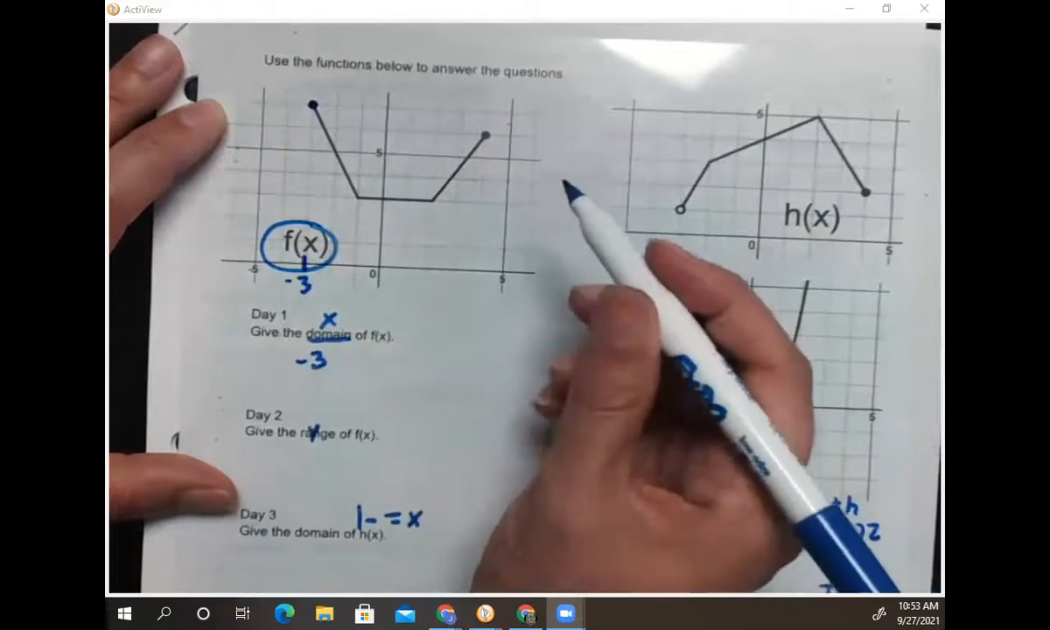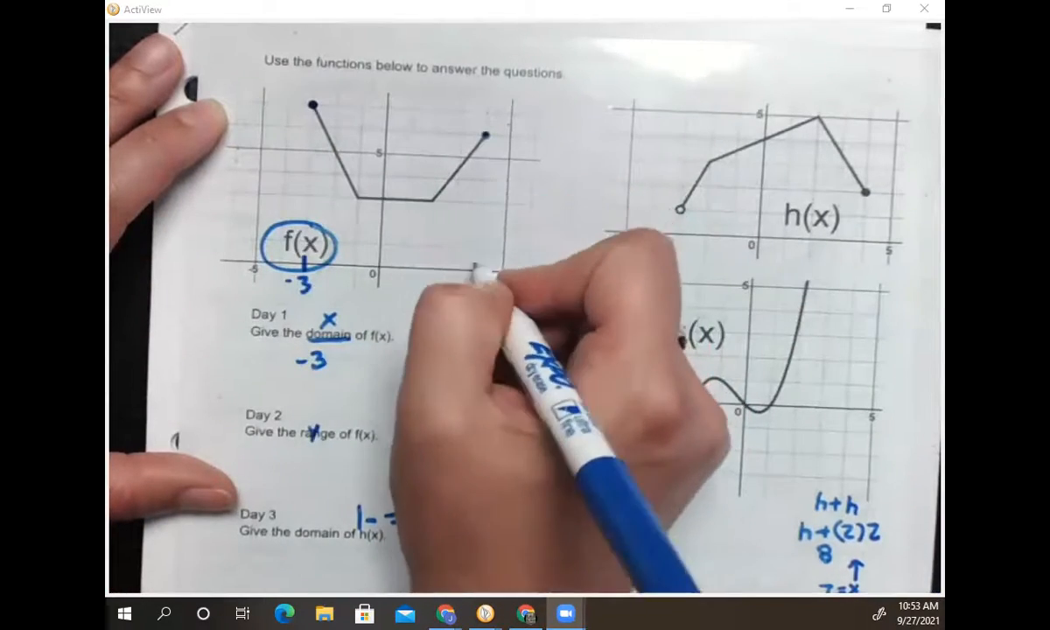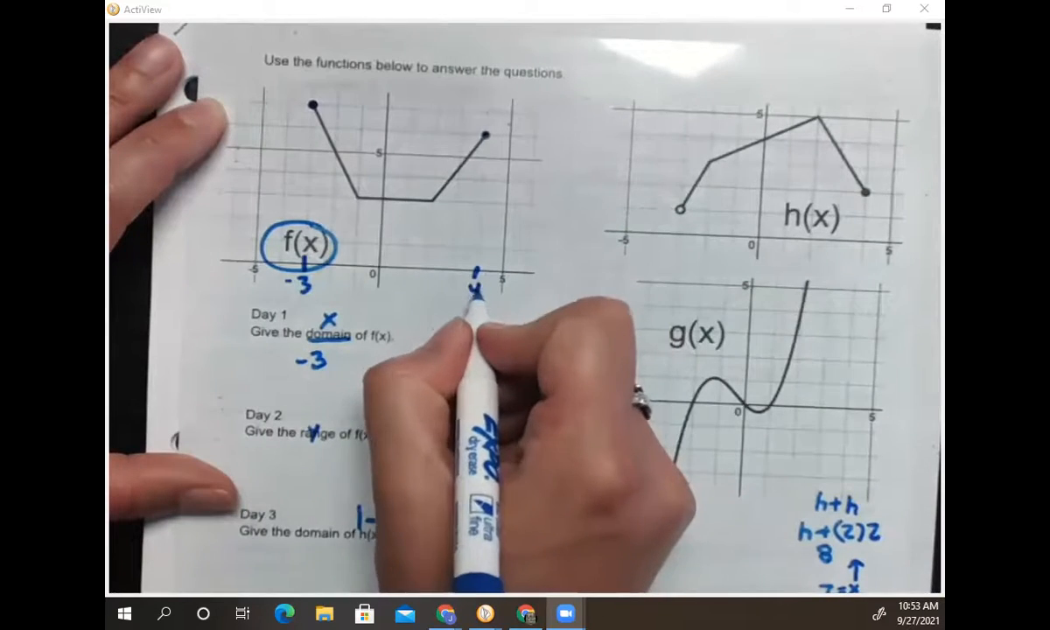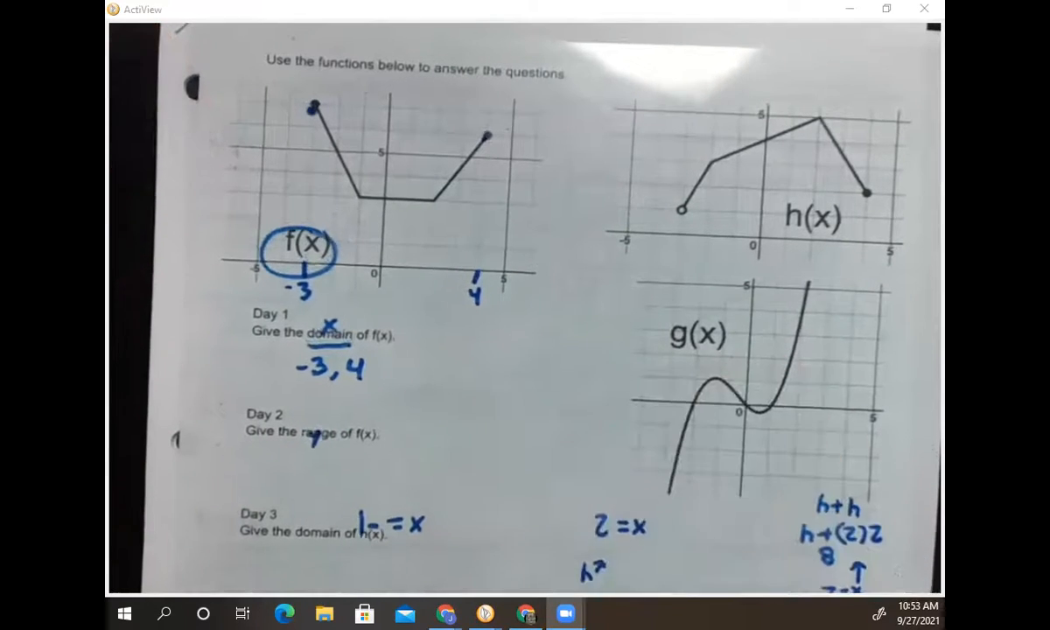My largest x value would be the point that is farthest to the right. So that would be this guy, and its x value is 4. There's two parts I need to worry about for domain and range. The first part is the values, which we've got now. The second part I need to worry about are parentheses versus brackets.